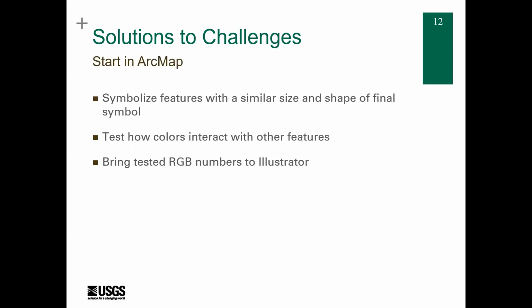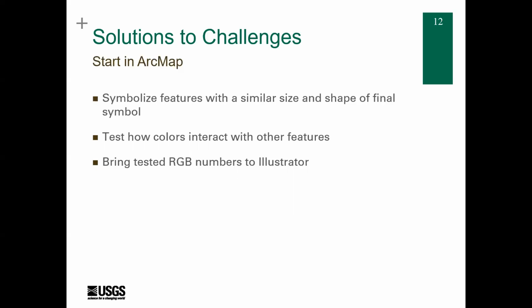Test different colors, different shades of red. Find out what color works in ArcMap. Let the colors interact with other features. Then, once you're happy with the color, bring those tested RGB numbers to Illustrator.